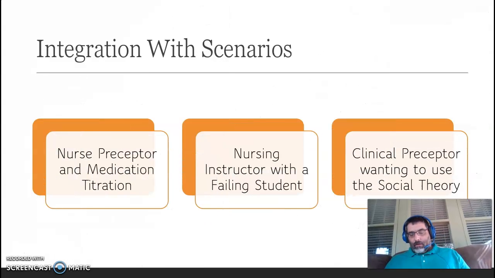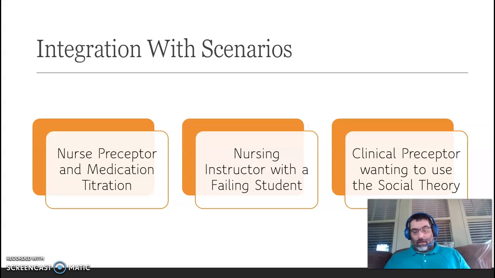All right, so next we'll look at the different scenarios. The first one is the orientee having difficulty with the idea of titrating dosage on physiological data. This orientee may be having problems with cognitive learning.